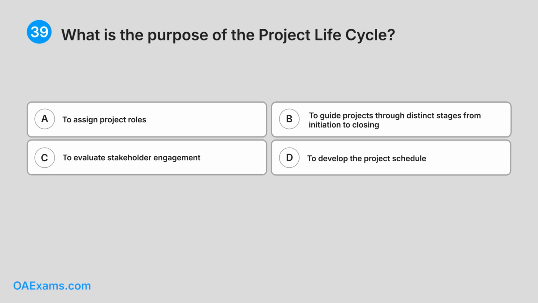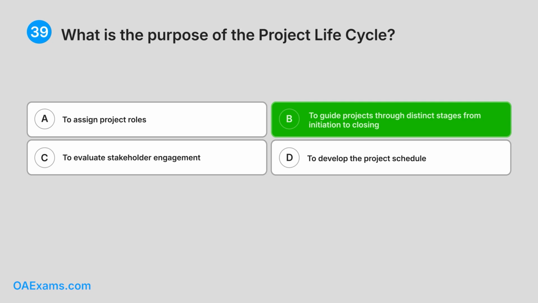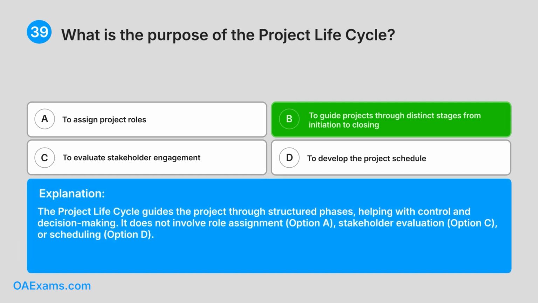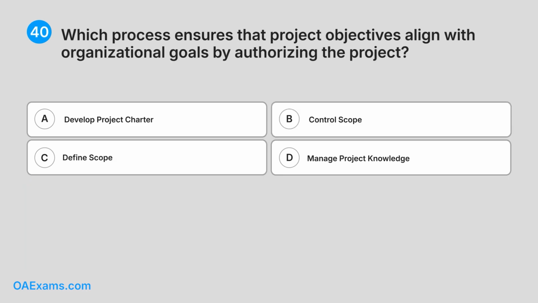Correct answer. B. To guide projects through distinct stages from initiation to closing. Explanation. The project life cycle guides the project through structured phases, helping with control and decision-making. It does not involve role assignment, option A, stakeholder evaluation, option C, or scheduling, option D.